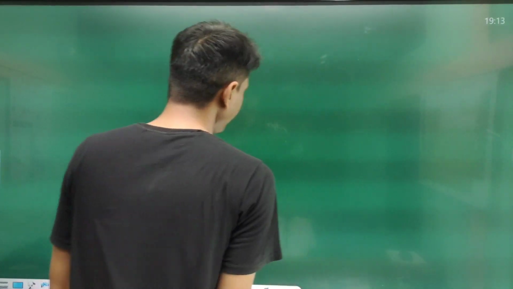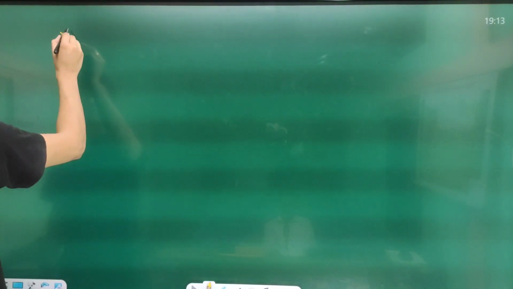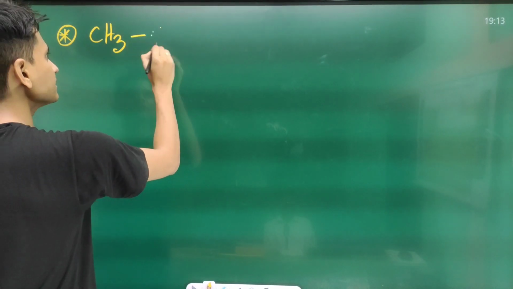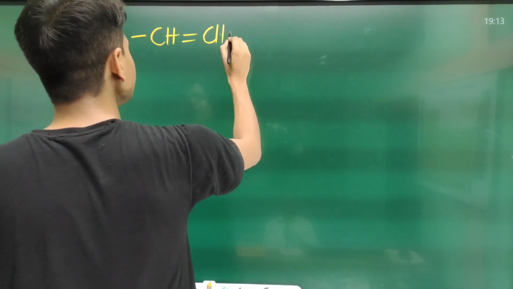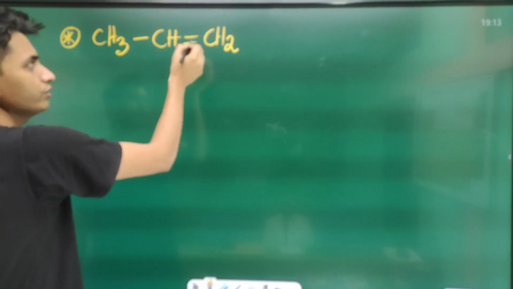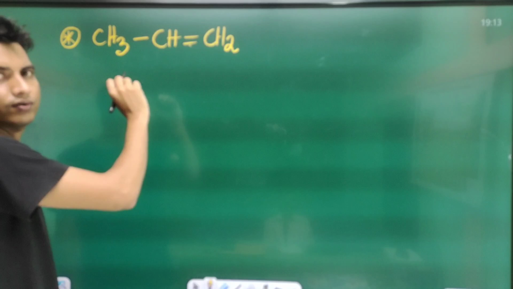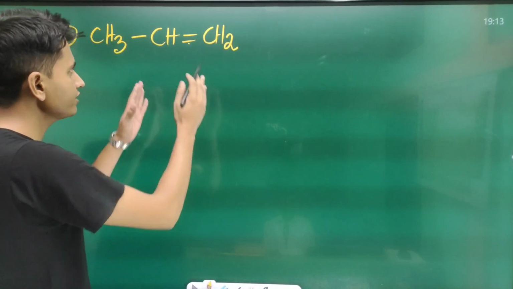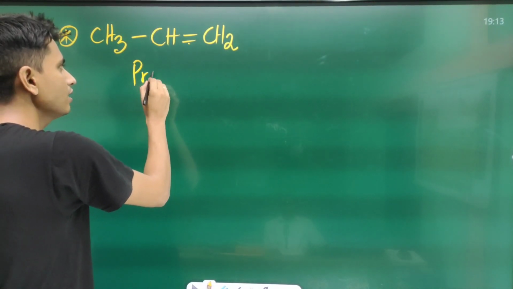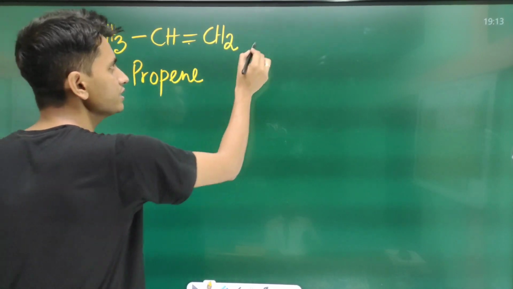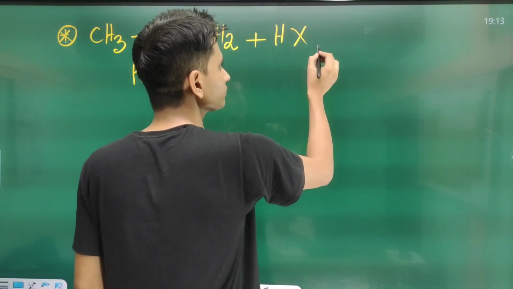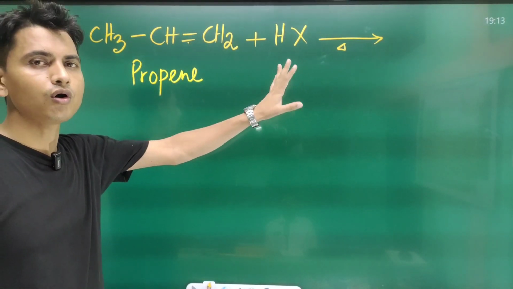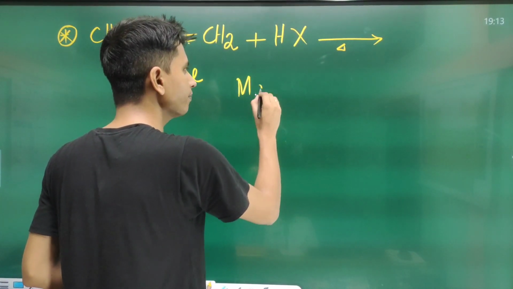Second category of preparation of haloalkane from alkene: when an unsymmetrical alkene, suppose propene, is used. Propene is an unsymmetrical alkene because the double bonded carbons are attached to different substituent groups; methyl is a different group, and here only a hydrogen exists. That's why this is called an unsymmetrical alkene, known as propene. When propene is treated with an HX type reagent in the presence of simple heat, this reaction will follow one important rule that is known as Markovnikov's rule.